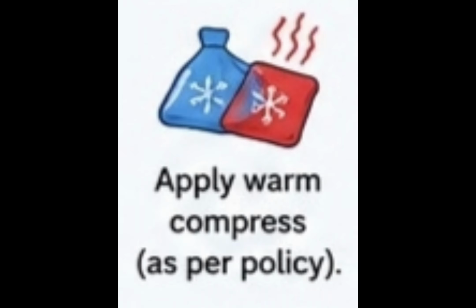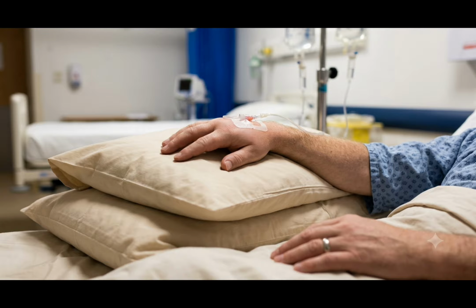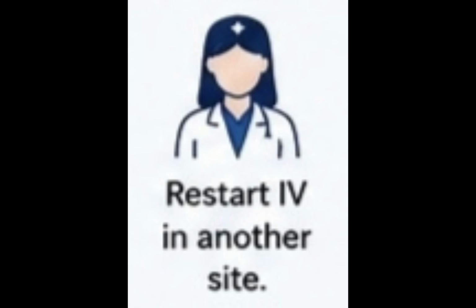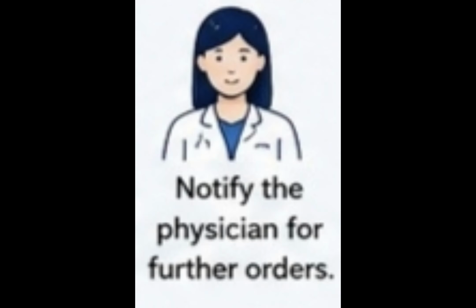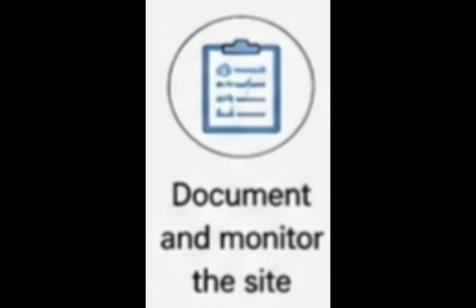Nursing management. If phlebitis is suspected, stop the IV infusion, remove the IV cannula, assess the affected area, apply a warm compress to relieve pain and inflammation if appropriate, elevate the affected limb if swelling is present, insert a new IV cannula at a different site if IV therapy is still required. Inform the healthcare provider if signs of infection or severe inflammation are present. Document all assessment findings and nursing interventions.